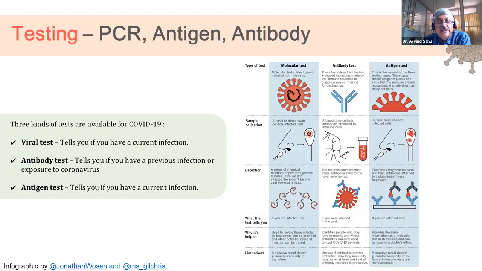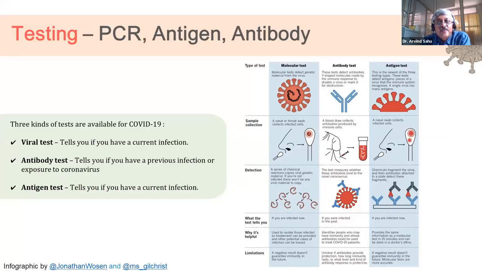But if it is negative, then still one needs to go for doing RT-PCR to make sure that the person is negative. The third one is the antibody test, much talked about. This doesn't really tell that the virus is there or not there, but what it tells you is that the person has been exposed to this particular virus. There is a prior exposure. Whether it's an active infection or not, you cannot say based on the antibody.